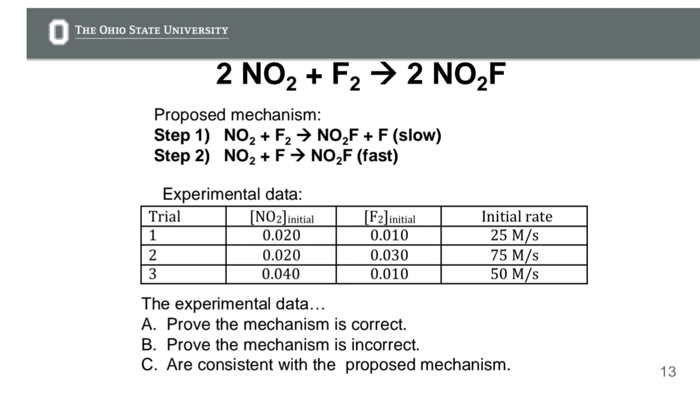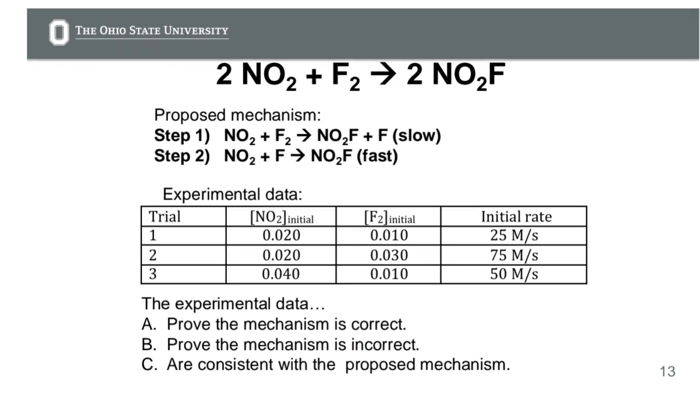We also are given experimental data. And what we're going to do with this experimental data is determine the rate law. We're going to do that one way. Okay, so that's our first way of determining the rate laws with experimental data. We saw this in our method of initial rates. We're also going to predict the rate law based on this proposed mechanism.